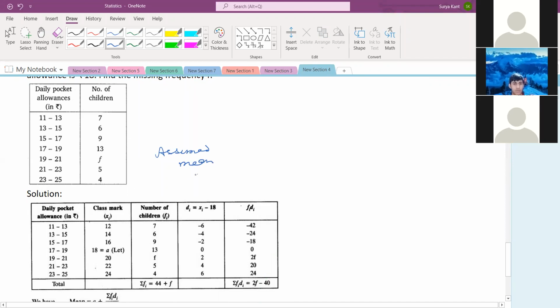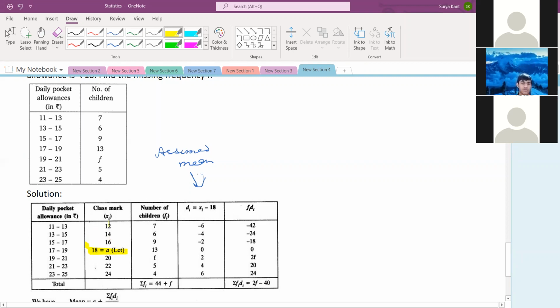Okay. So this is the method we are using. In this type of question, what do we have to do? First, in xi, we have to let any one value be the assumed mean. Let this be the assumed mean. We are preferably just taking the middle point of it.